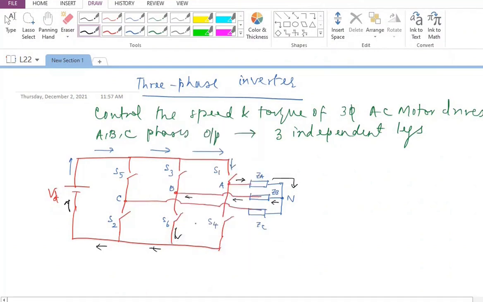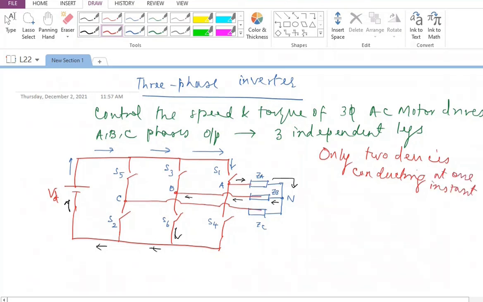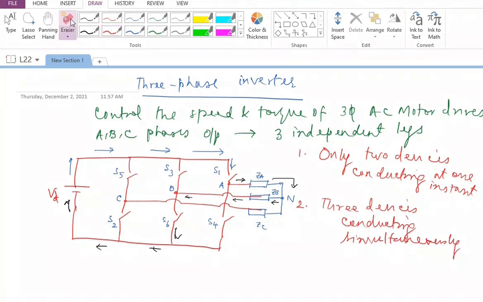But please note, in this particular case, I'm going to have only two phases active. That is ZA and ZB are active. The third phase is not active at all. So it could be that way. So this essentially tells us that I can have only two devices conducting at one instant of time, or I can have three devices conducting simultaneously. So I can have either two devices or three devices conducting simultaneously at any point in time.